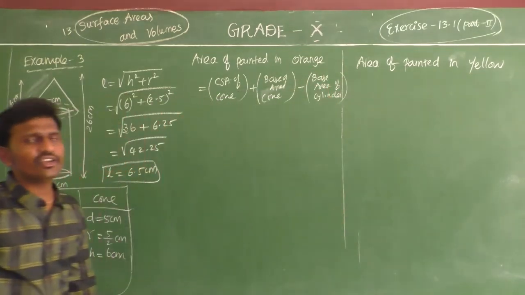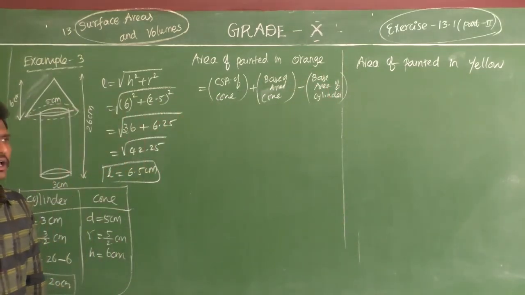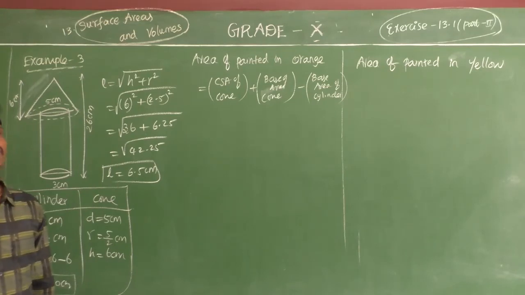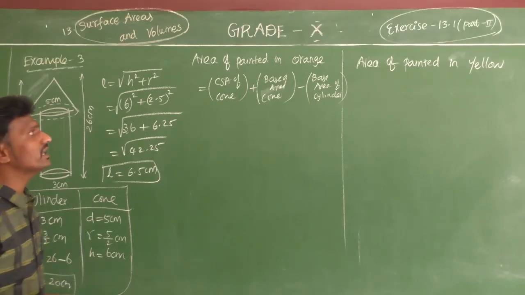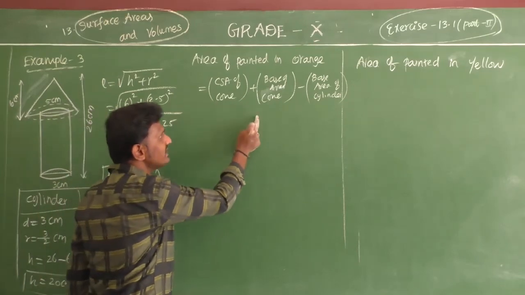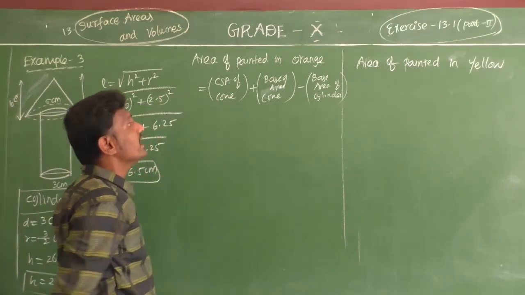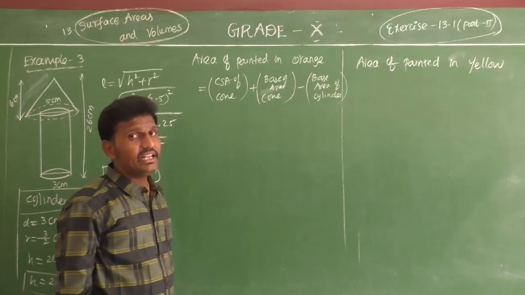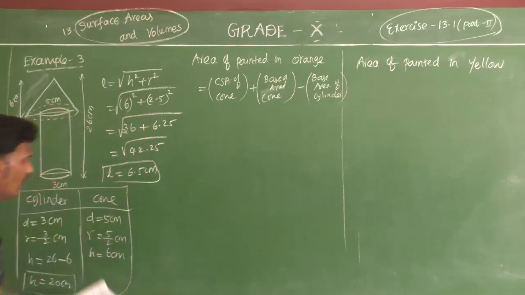In your previous questions, you were using CSA and subtracting the base area only. But here it is CSA of cone plus base area of cone minus base area of the cylinder. Why? Because these two places only we are going to paint with the color orange.